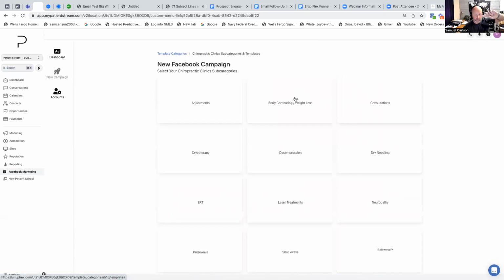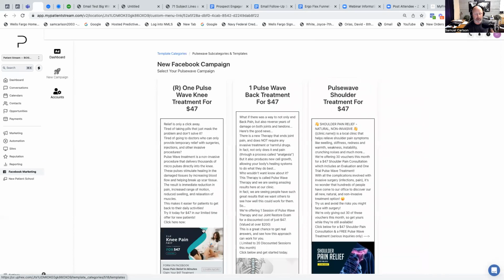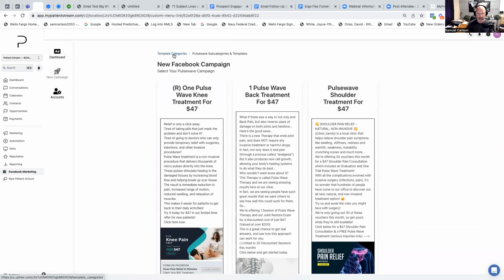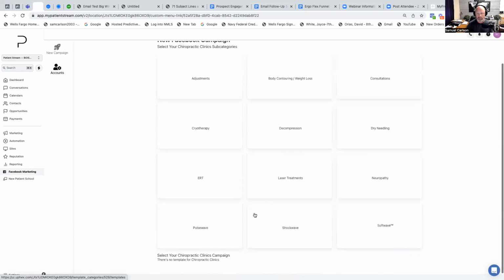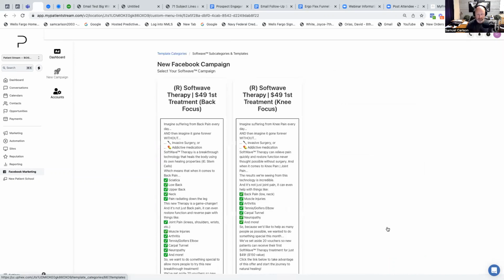Number two is, it's not laser, it's shockwave, pulse wave. Okay. The same framework is going to work. Again, we're positioning the shockwave therapy, this new, what I call a unique mechanism, as the monkey fist. They come in, they test drive it, they love it. So one pulse wave knee treatment for $47. We have the same thing for shockwave. Now, I will say this, soft wave therapy. It's the same thing, the shockwave therapy.